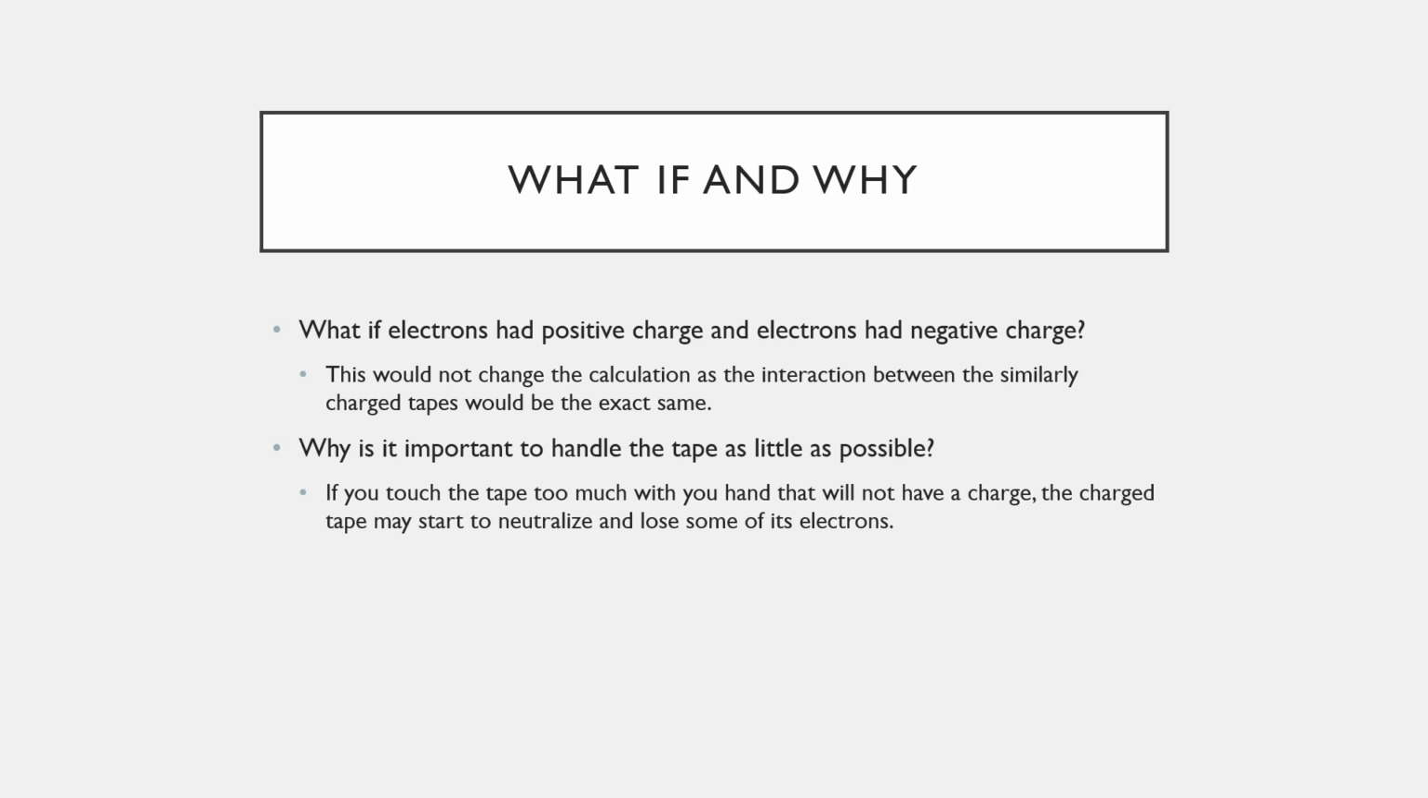So the first question was, what if electrons had positive charge instead of negative charge? Because both pieces of tape would still have the same exact charge, the actual results of the calculations would be the exact same. For example, if they were both negatively charged, they would repel, and even if they were both positively charged, they would still both repel. So that wouldn't change anything at all.